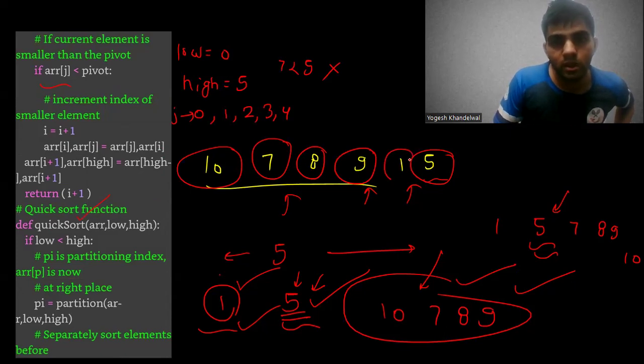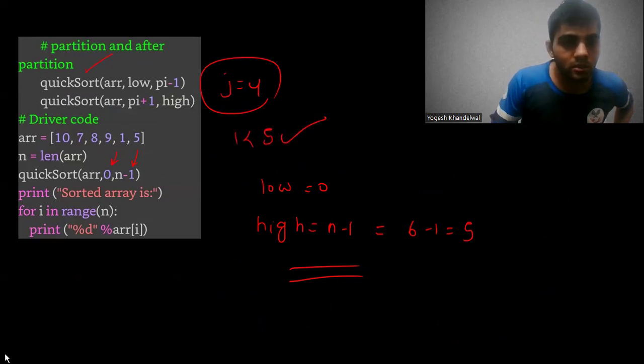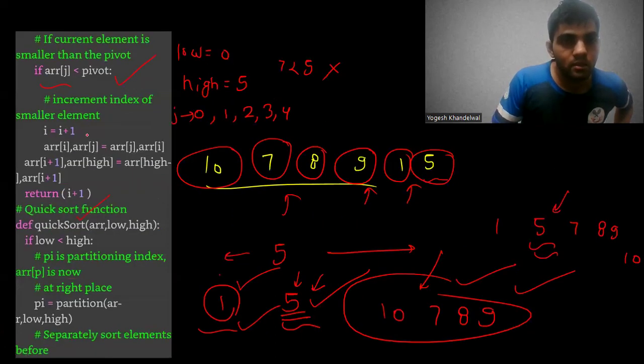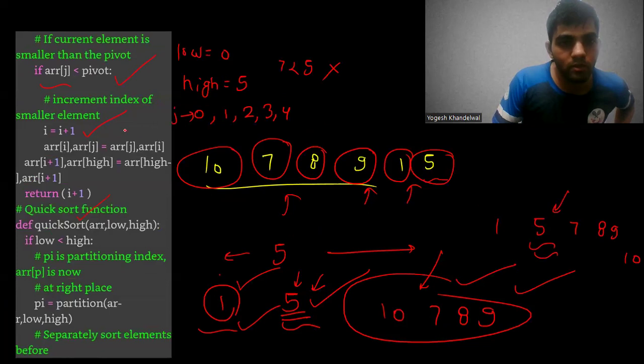Then it will come to here. 1 is less than 5, so this condition is true at j equal to 4. Then i will increment by 1. Initially i is minus 1, so incrementing by 1, now it will become 0.